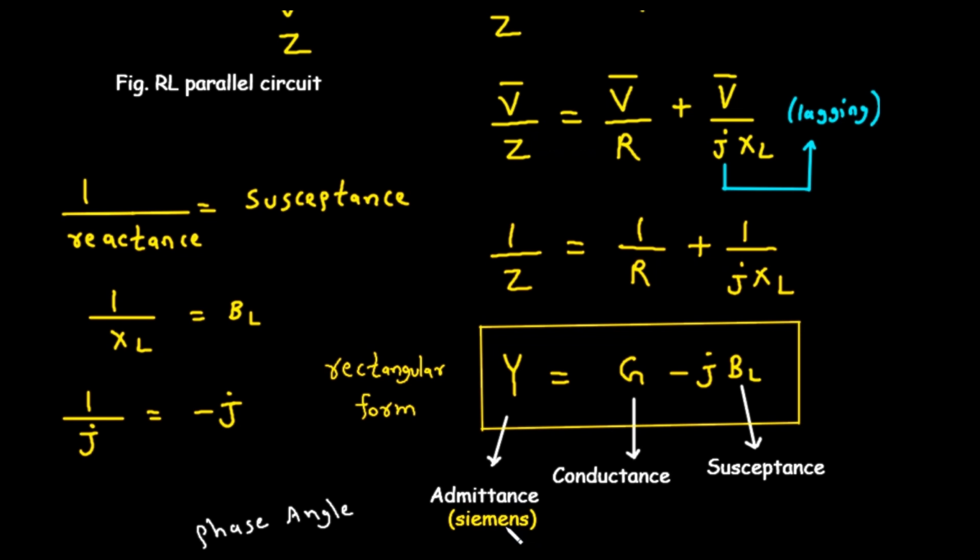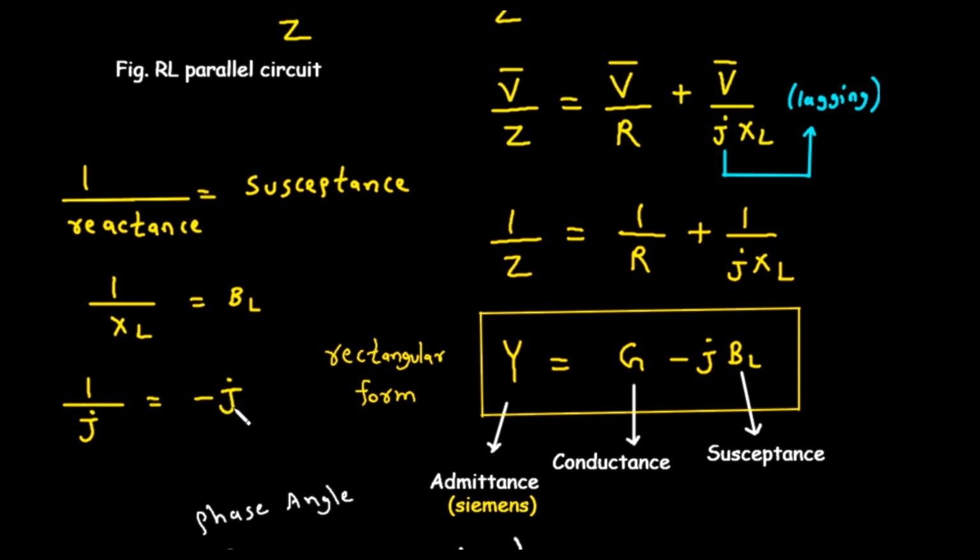The reciprocal of resistance, 1 over R, is called conductance, represented by G. It measures how easily current flows through a resistor. The reciprocal of reactance, 1 over X, is called susceptance, represented by B. It measures how easily current flows through a reactive component like an inductor or capacitor. In our case, since we have an inductor, we have inductive susceptance, BL, which is equal to 1 divided by XL. The image also points out a key mathematical identity: 1 divided by J is equal to negative J.